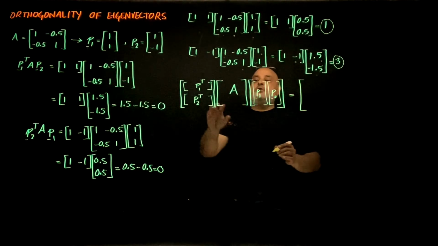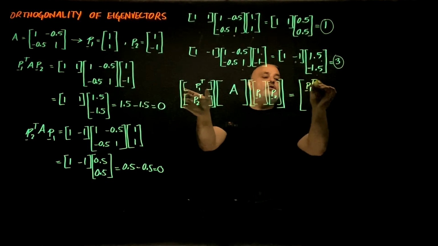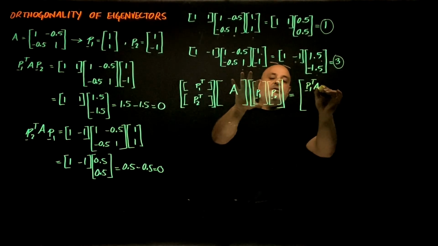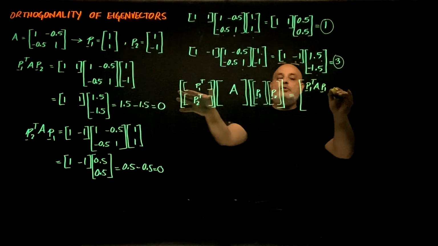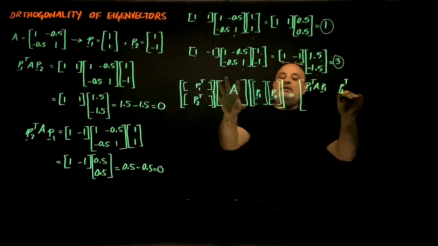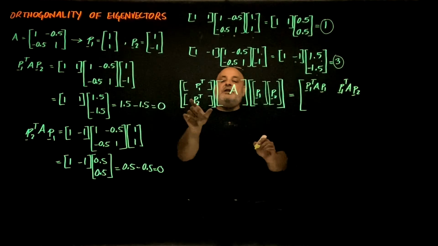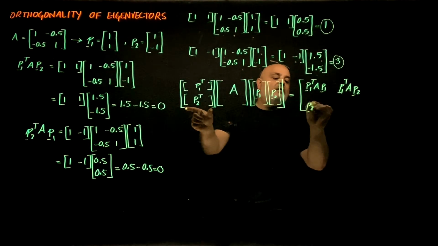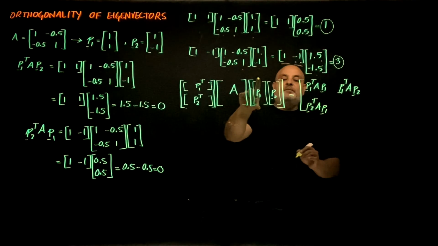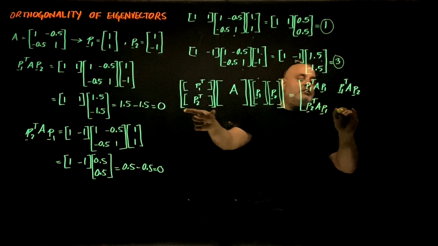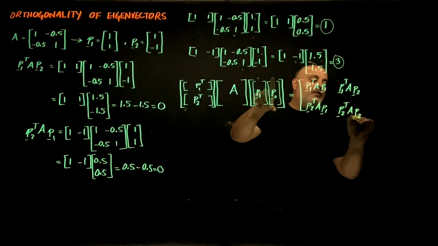The first element is going to be first row matrix column. First row P1 transpose times the matrix A times column 1, which is P1. The second element is going to be first row P1 transpose times matrix A times the second column, which is P2. The element over here is second row P2 transpose times the matrix A times the first column P1. And then for the last element here, second row is P2 transpose times A times P2.